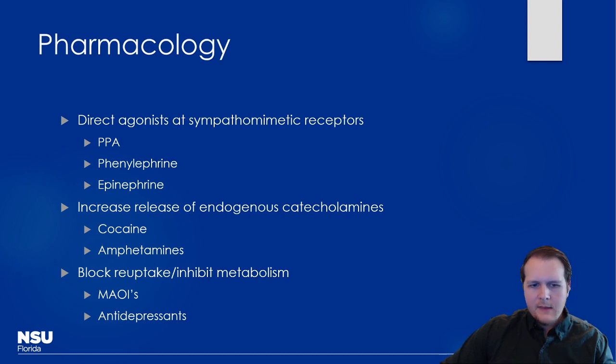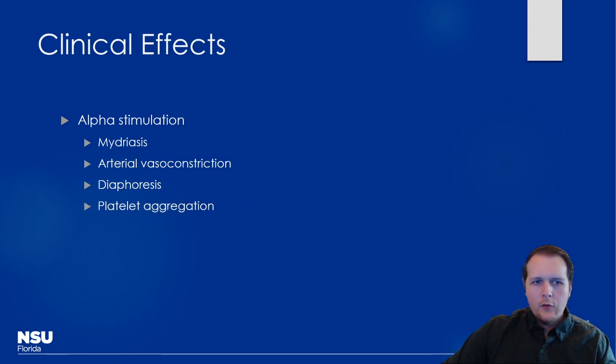And then in other cases, you may find that it's related to blocking reuptake of catecholamines, things like MAOIs, and maybe TCAs to some small amount can present similar to this. So things we'd expect to see in terms of clinical effects from an alpha stimulation effect, things you're looking for include things like mydriasis. You can see arterial vasoconstriction, so you expect to see hypertension, think of diaphoretic. Even in some cases, we're worried about things like platelet aggregation.